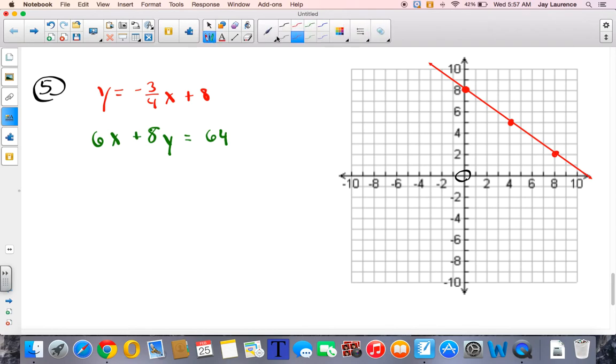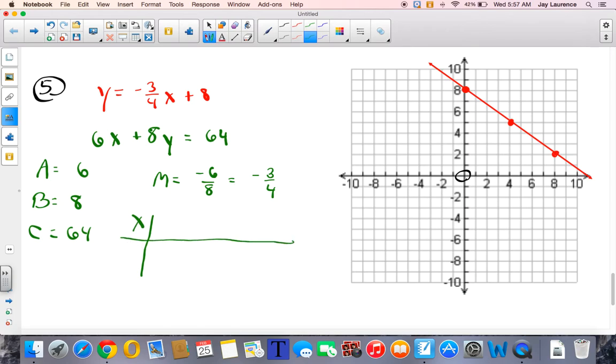All right, now the green one. Standard form. And so I'm going to do A, B, C, A is 6, B is 8, C is 64. And then the slope is going to be negative 6 over 8, which is negative 3/4. Okay. And you notice I'm getting the same slope as I did in the other one. That's a hint, an indication that these lines are not going to cross if they have the same slope, or that they will end up being the same line. One of the two things will happen since the slopes are the same. Either they'll be parallel or they'll end up being the same line.